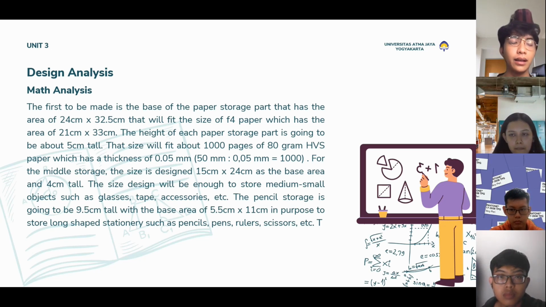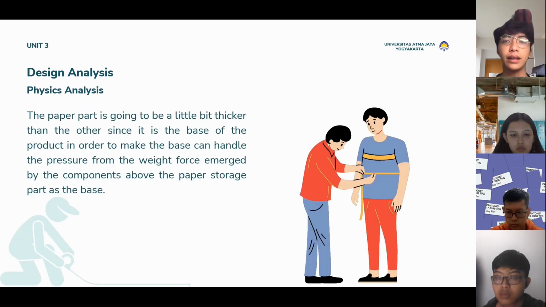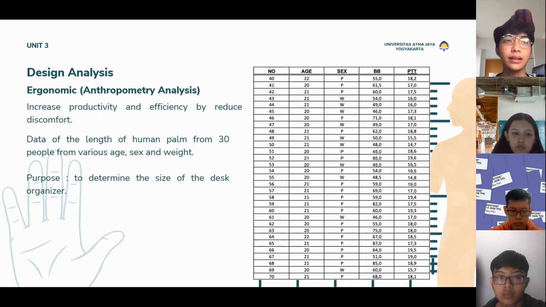And then next. The second analysis is the physics analysis. We analyze how thick the parts are and their physical appearance, so how strong the parts will be to stand the weight of the objects. And then next. The last analysis is the ergonomics or anthropometry analysis.